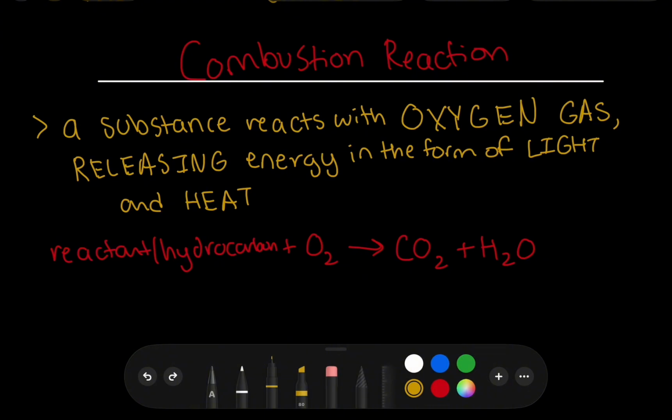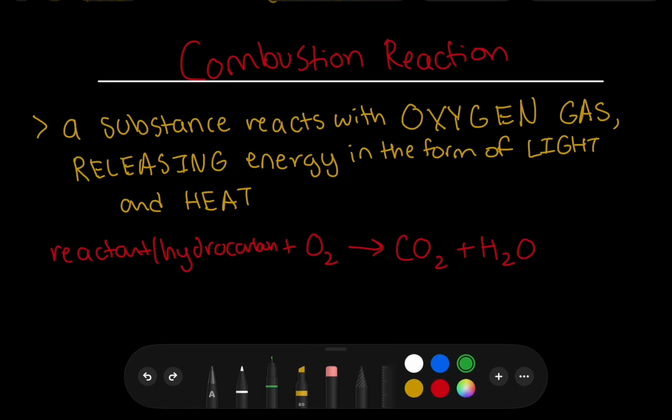Okay, and last but not least, you have combustion reaction, where a substance reacts with oxygen gas and releases energy in the form of light and heat. Typically the reactant is a hydrocarbon, which is a compound made up of solely carbon and hydrogen. It's reacting with the oxygen gas, and most of the time, if not all the time, the products of a combustion reaction contain carbon dioxide and water.